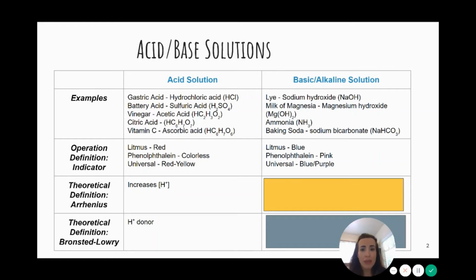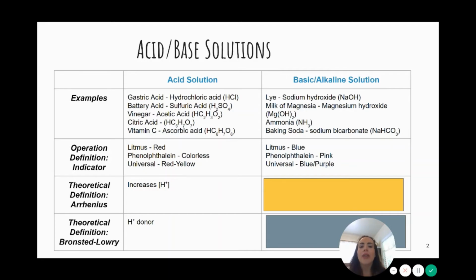Now, if I have a piece of litmus paper and I dip it into a basic solution, it will turn blue. I like to think of this as basic is blue, so it will turn blue. Phenolphthalein, a drop of that in a basic solution, will turn it pink. Universal indicator, the color change is usually between a blue and a purple.